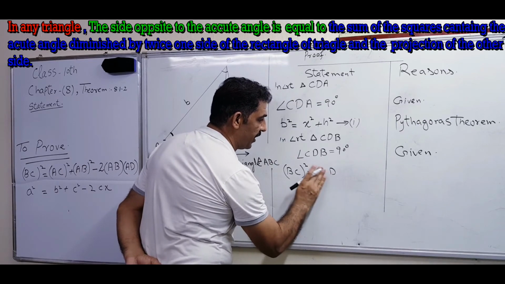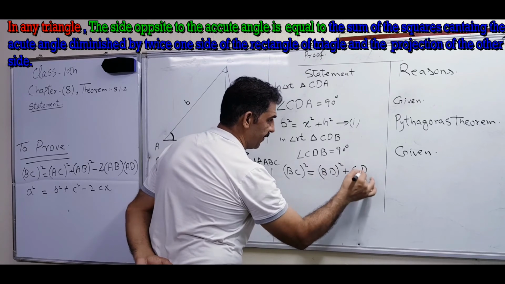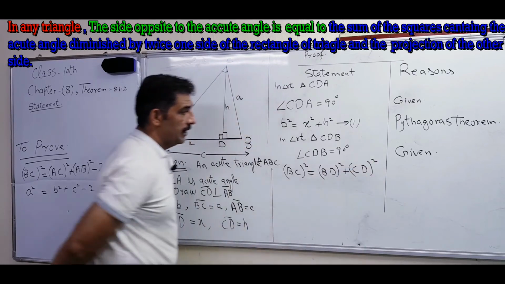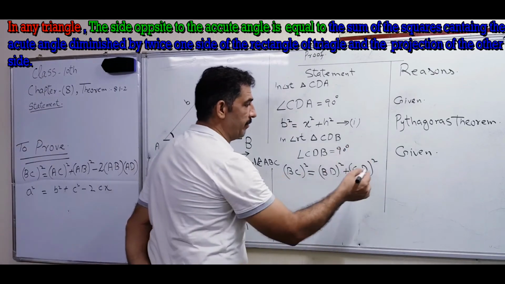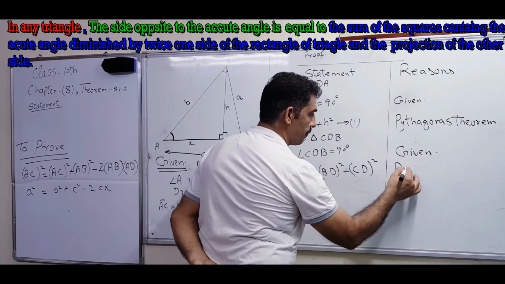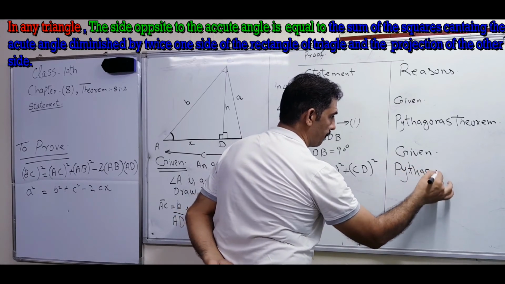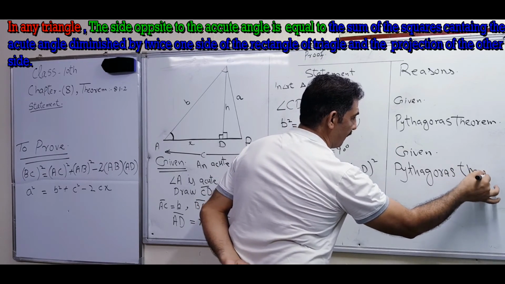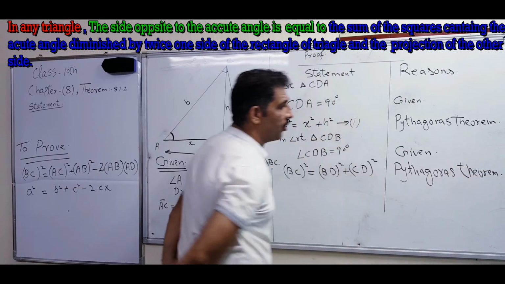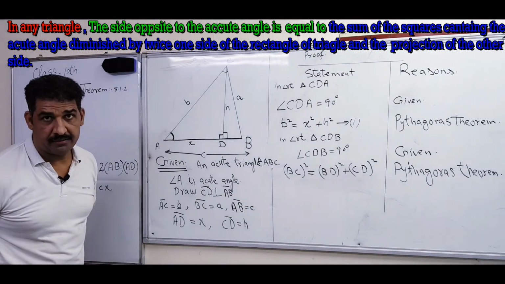If I am writing BD, the reason is that here it is the same Pythagoras theorem. Why should I take the big letters? That is the reason.